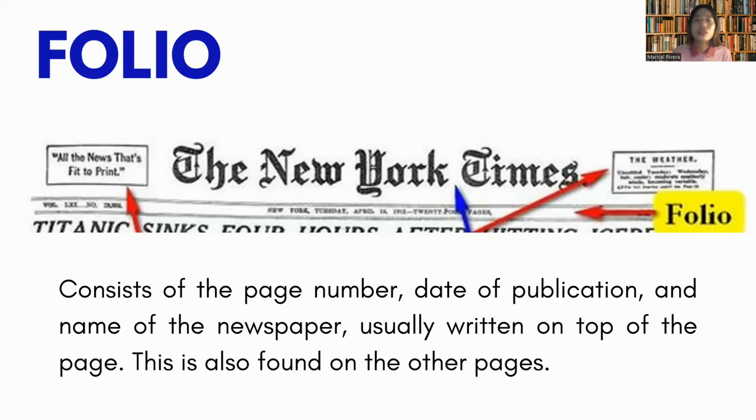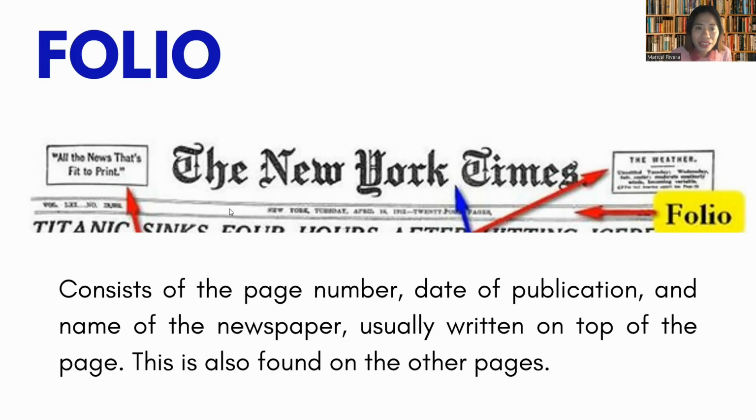But you have to remember what it consists of because it has its page number. You can find the date of publication, the name of the newspaper. And if you notice here in the picture, I have here the red arrow. This is the word here, folio, and this is the red arrow. And here, this is our folio. This is the example given. It's the New York Times newspaper.